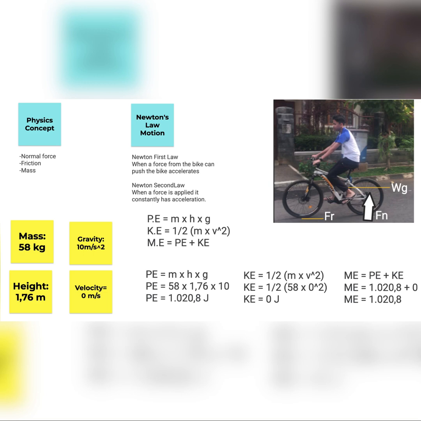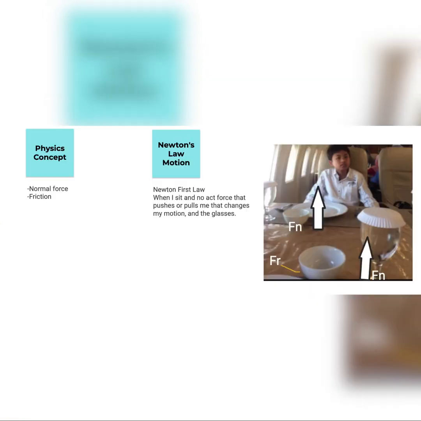The mechanical energy is the total of potential energy plus kinetic energy. The mechanical energy result is 1020.8 joules.